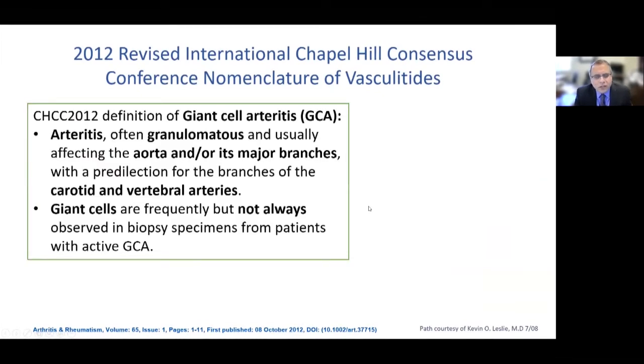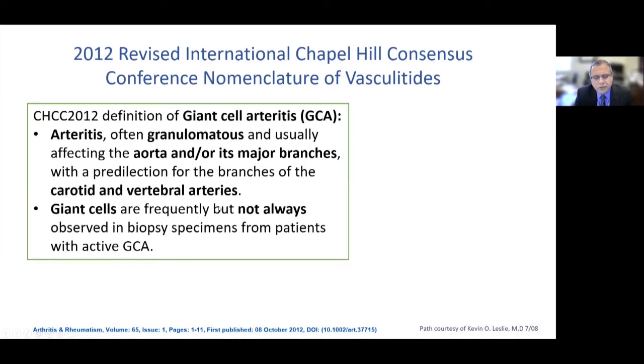GCA, or giant cell arteritis, by itself was defined as arthritis or inflammation of the arteries, with some manifestations or pathologic findings that we could see under the microscope, which would include granulomatous changes of these major arteries, including the temporal arteries, of course, coming from the carotid branches, such as the superficial temporal artery, which goes to the temporal region of the head.